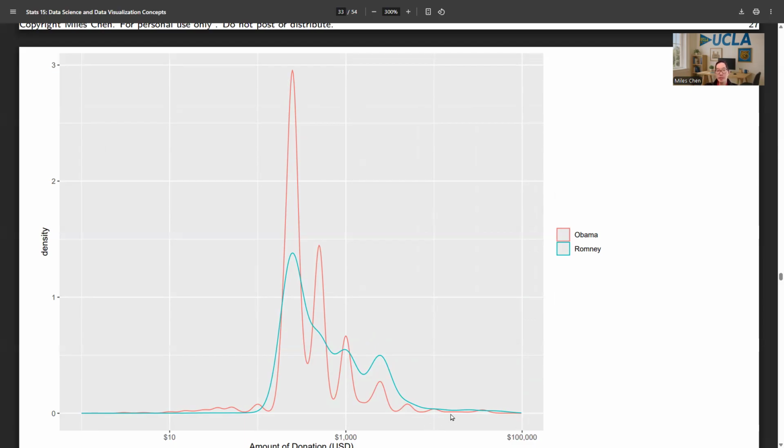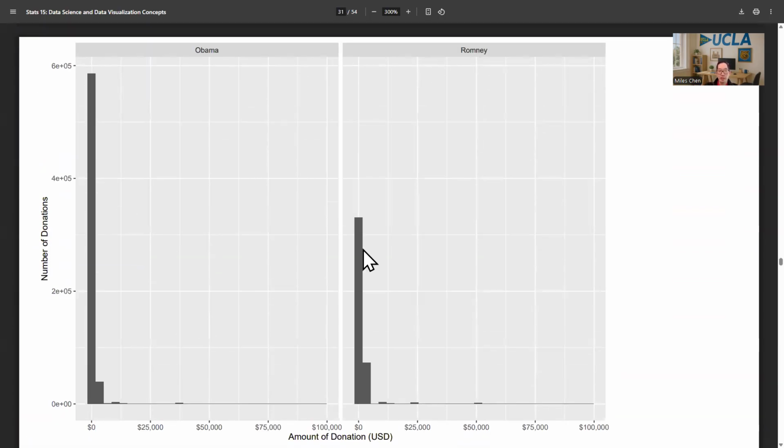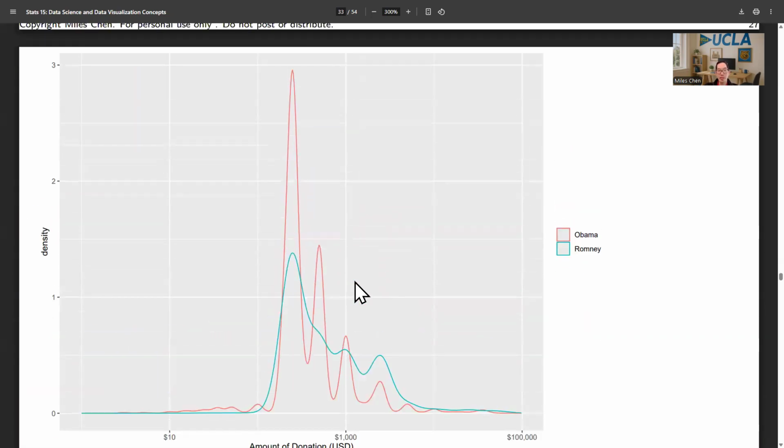And then we will overlay the things on top of each other. So rather than side by side, they're going to be overlaid on top of each other. We have Obama in red and Romney in this teal color. And we kind of smoothed out the drawings or the bins. So rather than histograms and just bars, we'll have these pointy lines.